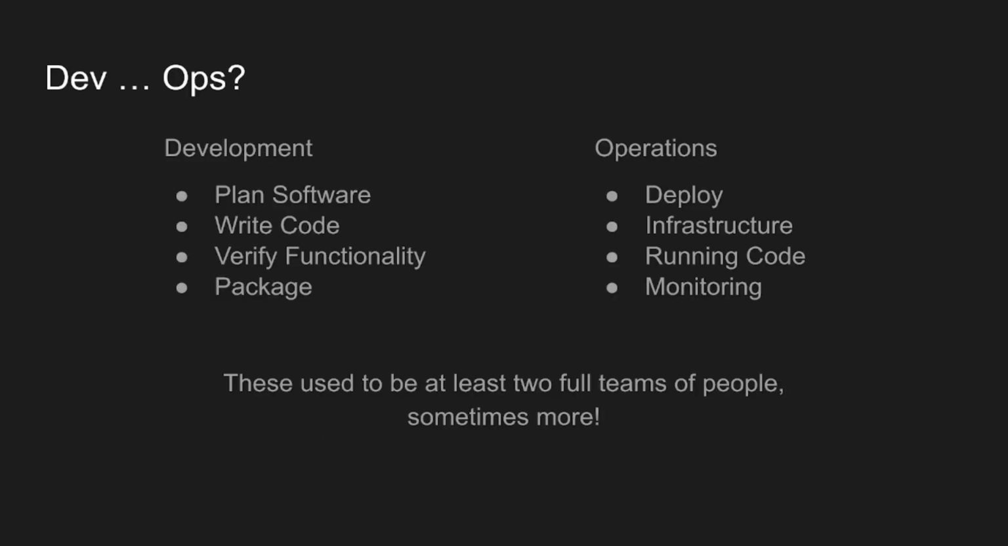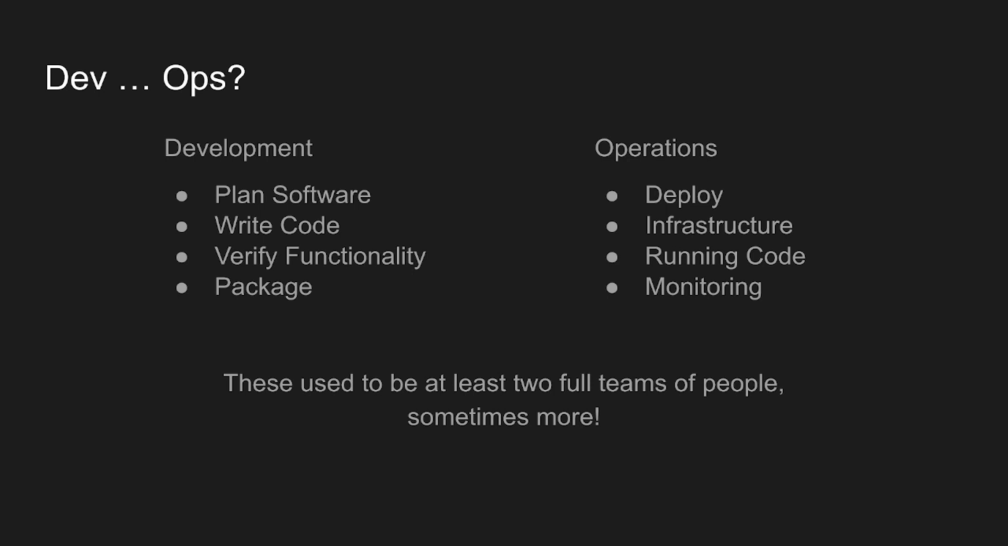So, again, DevOps, what are these different things? The two different pieces are development and operations, which historically have been two separate groups. In a lot of cases, these used to be two fully staffed teams of people. You could be talking about 10 people or more to run these two different sides of things. Development is responsible for planning software, for actually writing it, for verifying that it's going to work as expected, and then for packaging it in a way that it can actually be run.